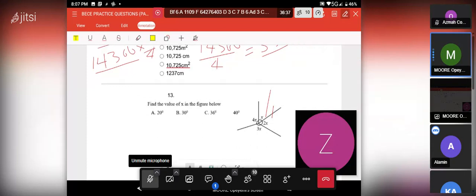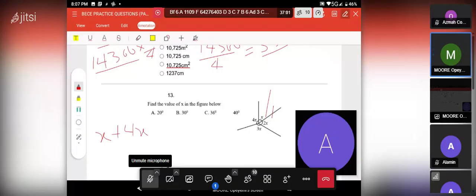Find the value of x in the figure below. If you look at that figure, that is what we call angles at a point. And what is the sum of angles at a point? 360 degrees. Thank you very much. So it simply means that when we add x, 4x, 3x and 2x, everything will be equal to 360.